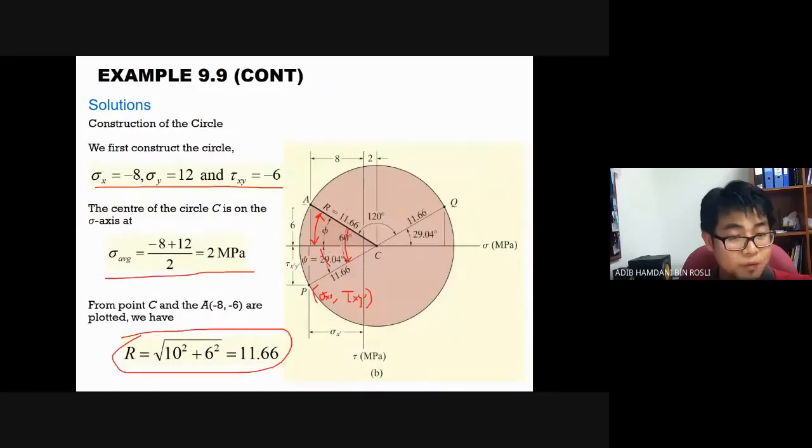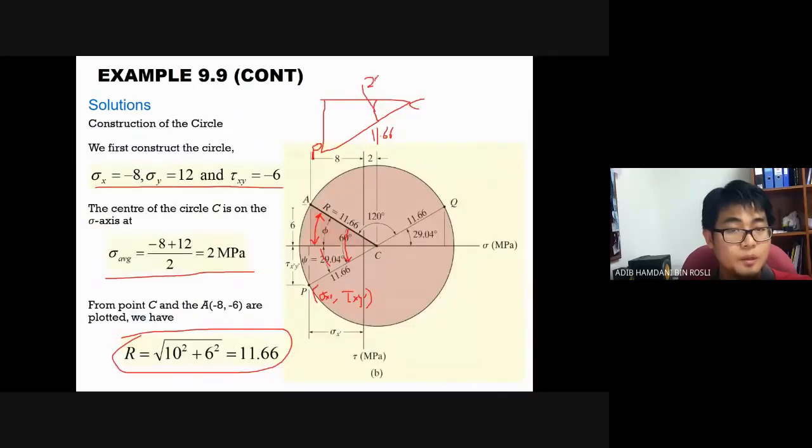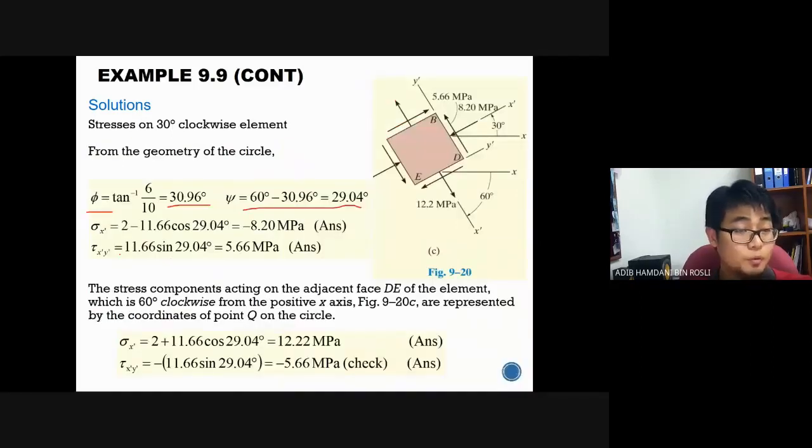Why do you need to have this angle? Because can you see this? This is C, right? And this is P. So this is the angle, right? You know that this is 11.66, the radius. This is C, this is P. This is the angle that you need to find, which was 29. Okay, this is a 29-degree angle. If you know this, you can find what is this, right? And what is this? If you know this, then you can find the coordinate of P, and that is the state of stress of sigma x prime, tau x prime y prime, right? So that's what you do.